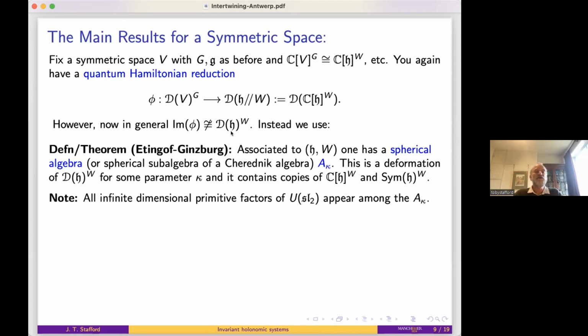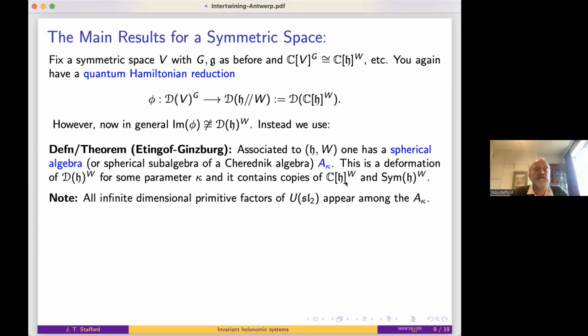Instead, what we have to do is use Cherednik algebras, as I mentioned right at the beginning. So associated to this H and W, you have a so-called Cherednik algebra. And what interests us is the spherical subalgebra of that algebra, which I'll call a spherical algebra. So I'm not going to define it in general. If you've seen the definition, it takes a while. Just think of it as being a deformation of my invariant differential operators corresponding to some parameter.